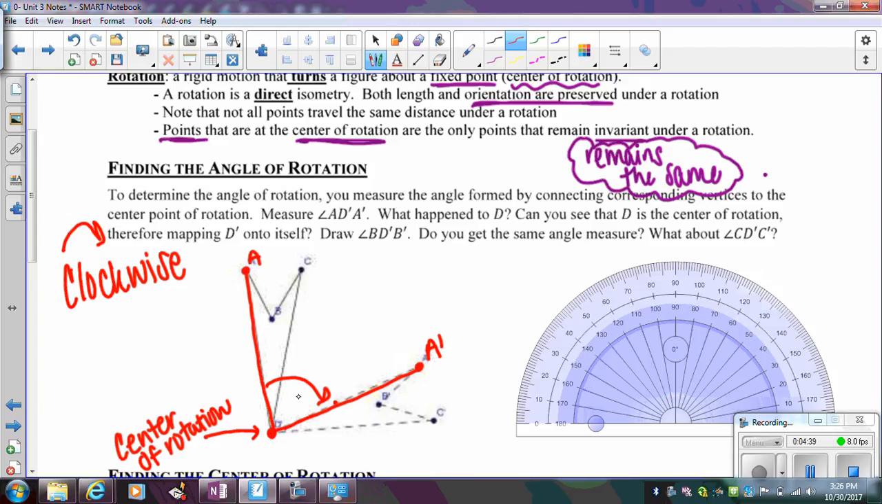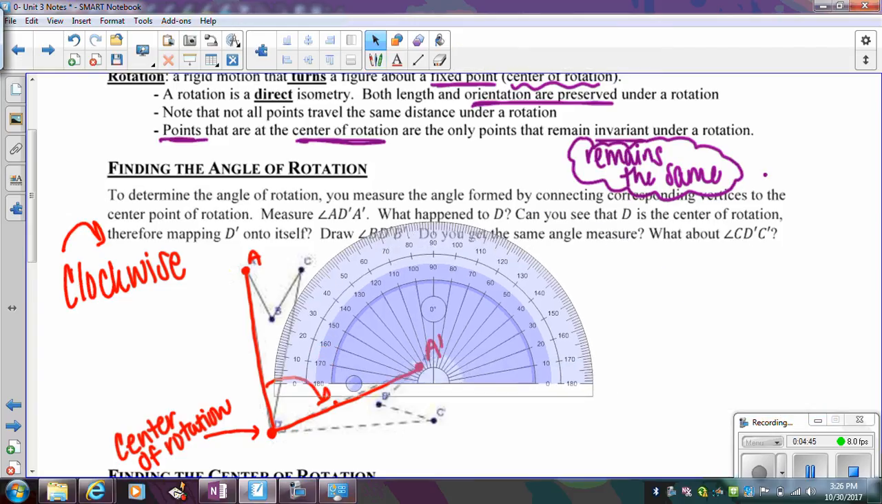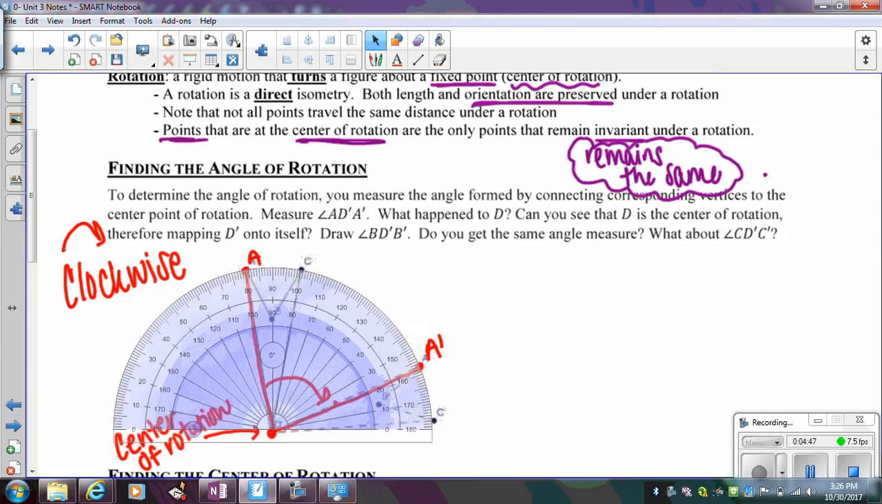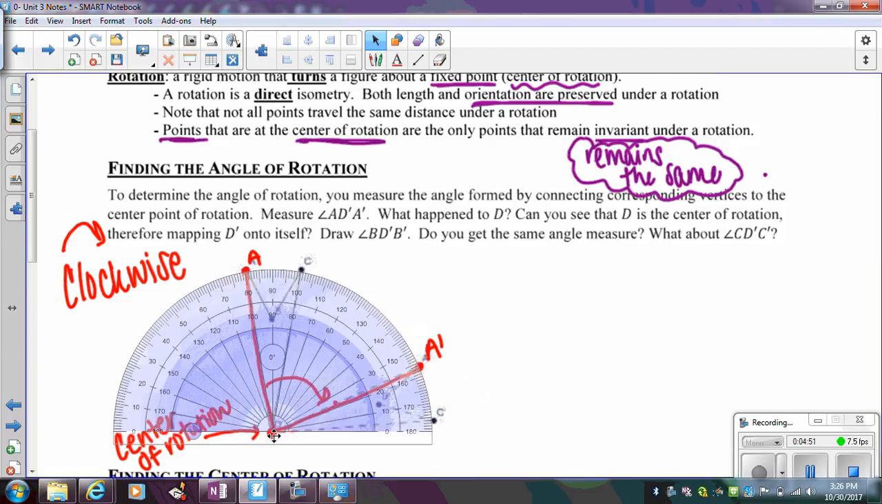I want to find that angle measure. So what I'm going to do is take my protractor, and there's really two ways that you can do this, but the center of your protractor needs to go on the vertex of the angle.